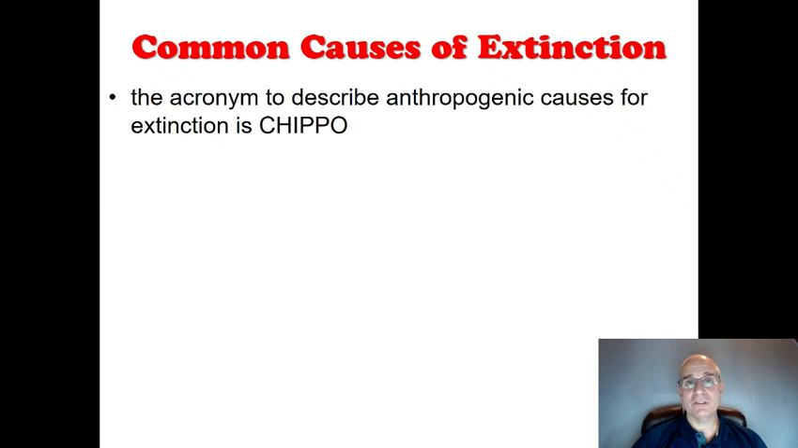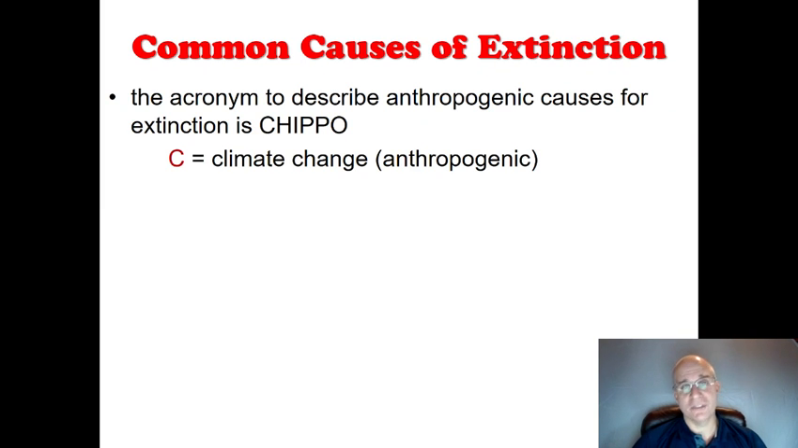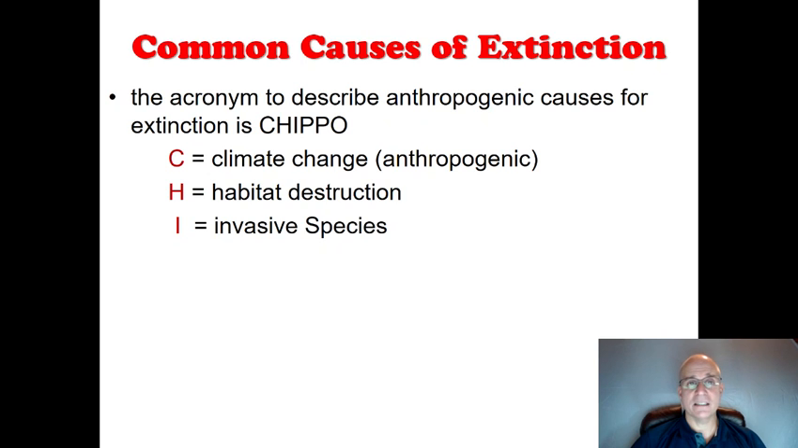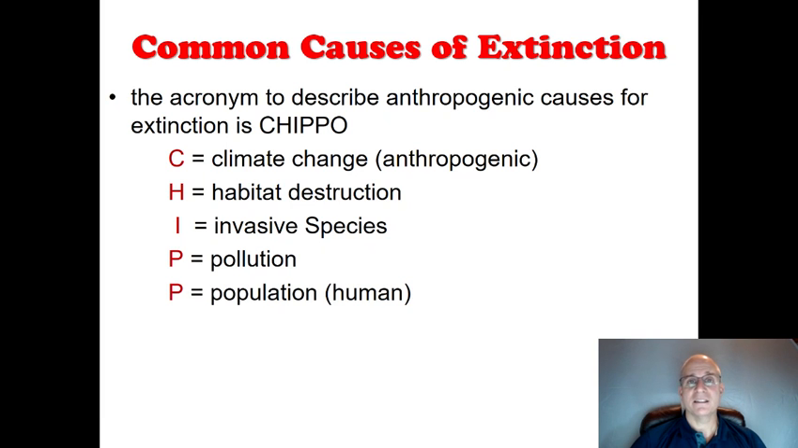All right, so this leads us to some common causes of extinction. The acronym that we use to describe the anthropogenic causes of extinction is CHIPO. The C in CHIPO stands for climate change, or the anthropogenic or human-caused climate change. The H stands for habitat destruction. The I stands for invasive species like the brown tree snake. The first P stands for pollution. The second P stands for population of humans. And the O stands for overharvesting.